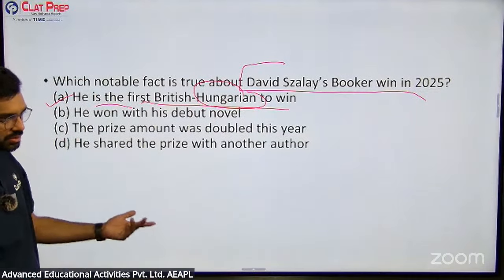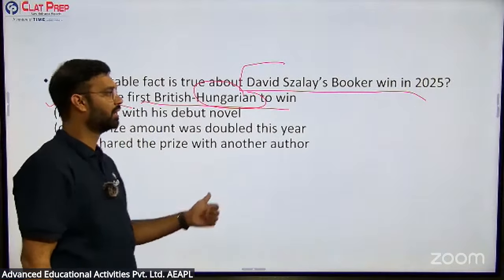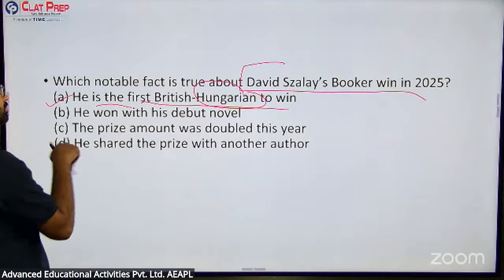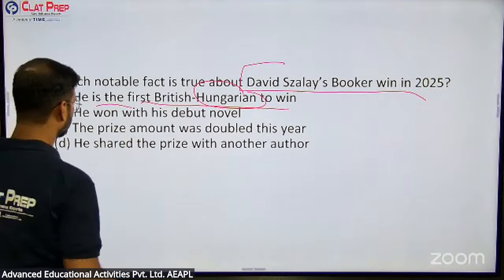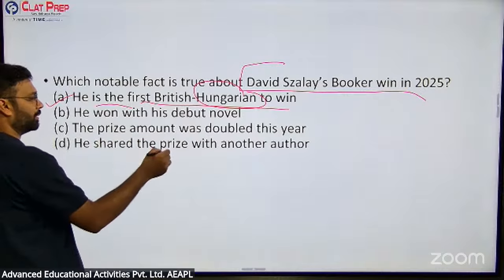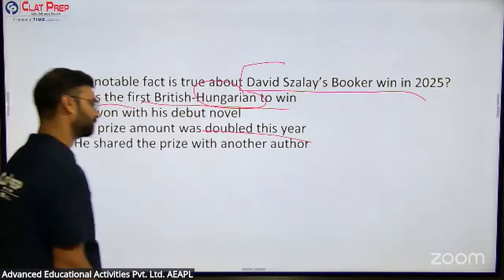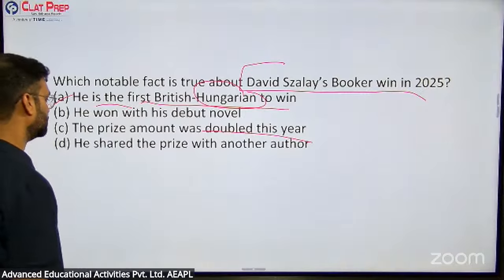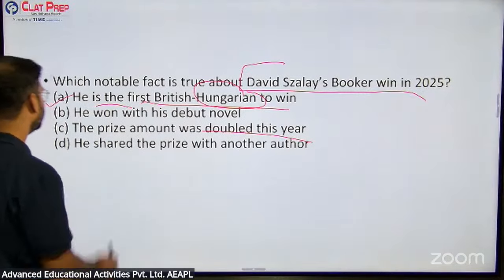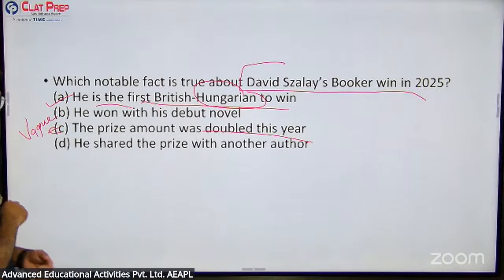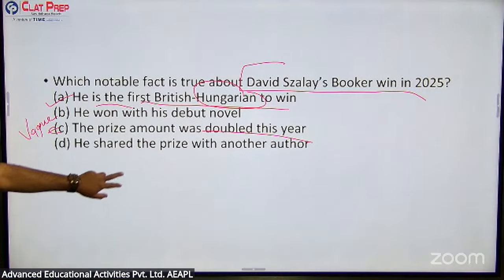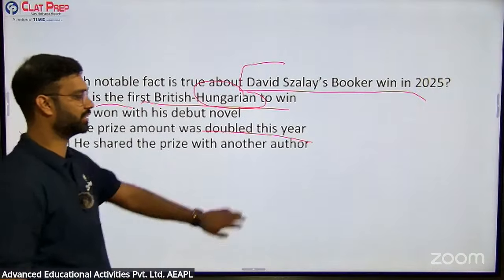Again, a factual question. You're not supposed to take risk in this. Again, you can eliminate certain options because there are certain statements also. So, for example, option C, the prize amount was doubled this year. Why this year? Why was the prize amount doubled? So again, unnecessary vague options. Vague options you can eliminate. This was a vague option, and therefore you could have eliminated this, right? So at least some options you can always eliminate in such questions.